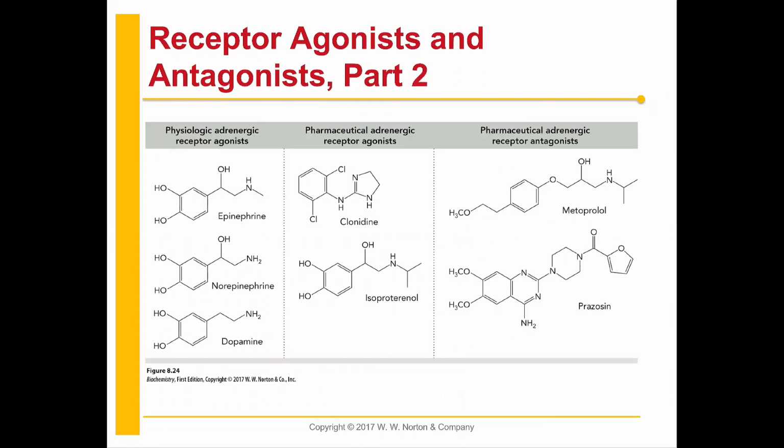So if you look, here are some examples of natural ligands, these are our body's natural ligands. And then here are two different kinds of pharmaceuticals, and these are agonists and these are antagonists, right? And so this one is albuterol.